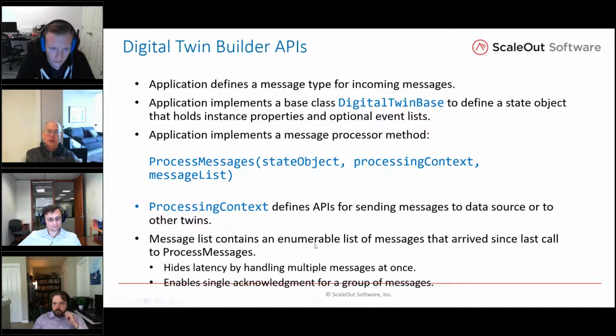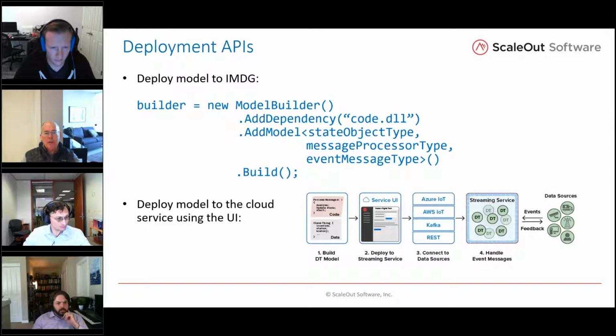So the message list that's coming in has an enumerable list of messages that have arrived. And we decided to send messages in groups because that hides the latency. The hub, like Azure IoT Hub, will typically deliver multiple messages at a time. And by letting process messages handle them in a group, you hide the latency of delivering messages and allow overall higher message handling throughput and one acknowledgement for a group of messages. So the next step is to deploy it.